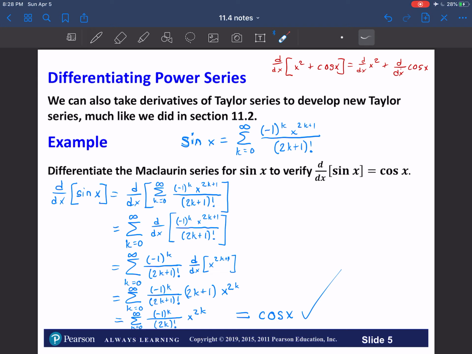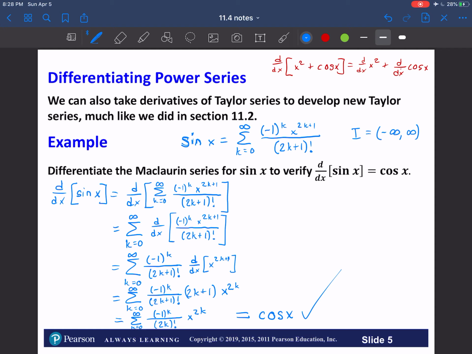Note that this also works for any value of x because the interval of convergence for sine of x and cosine of x was negative infinity to positive infinity. And so this should be true for all values of x. Okay, so that's another thing we can do.